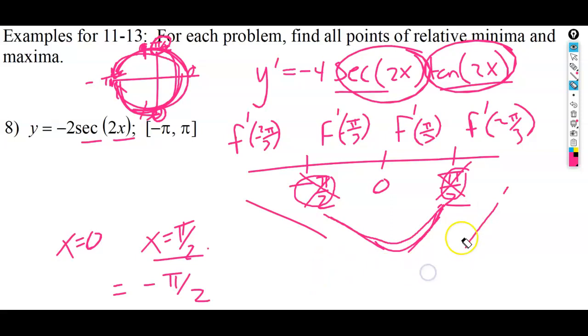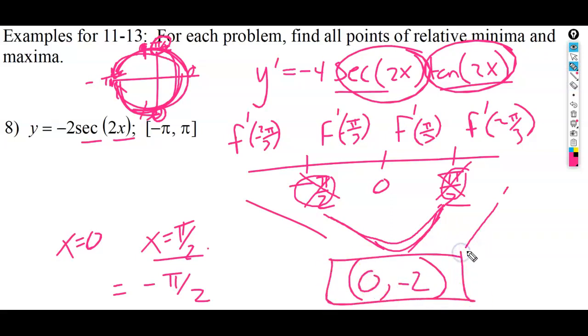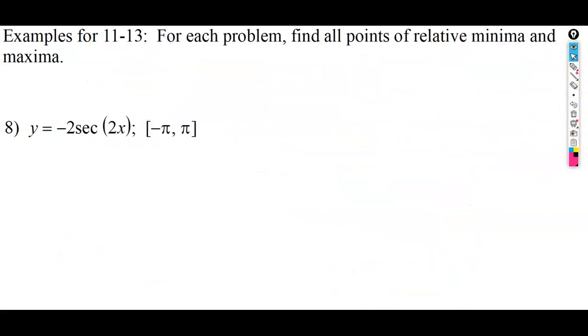So therefore, we would say that our function has a relative minimum at (0, negative 2). Okay? So that was a really tough question, a lot of trig review there, but oh well, can't hurt to review, right? Let's move on to the next one.